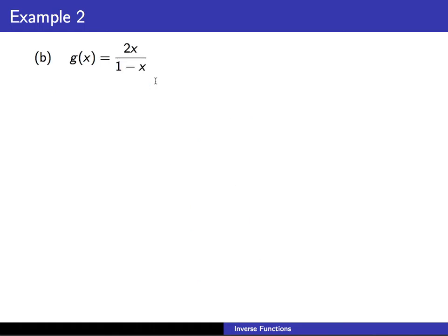All right, part B, g of x equals 2x over 1 minus x. So we'll write this as y equals 2x over 1 minus x.